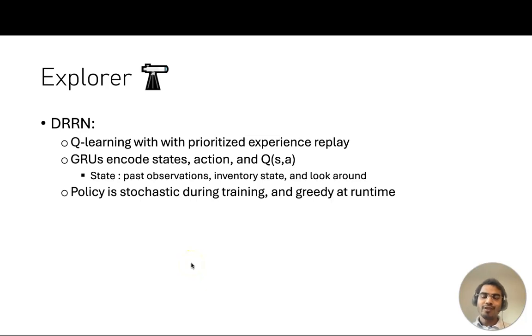For the Explorer, we use DRRN as our RL agent. The DRRN tries to learn the action value function by encoding the states and the actions, and it then uses Q-learning to train to find a good policy with prioritized experience replay. The states are represented by the past observations, the state of the inventory, and whatever the agent can see at that point of time in the episode. The policy is stochastic during training and greedy at runtime.